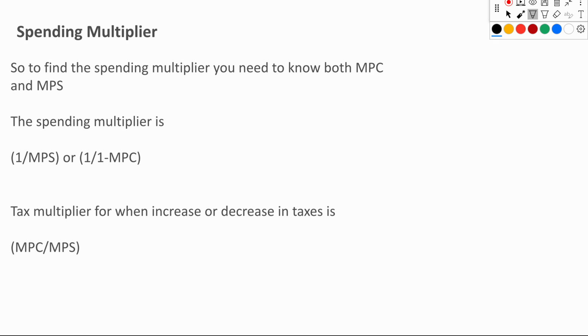Then you also have to know the spending multiplier. The spending multiplier basically shows if the government spends X amount of dollars, how much of it is going to actually benefit the economy. The way we do it is 1 over MPS, or 1 over 1 minus MPC. Then the tax multiplier, for when the government increases or decreases taxes and they try to determine how much this is going to boost the economy, that's MPC over MPS.